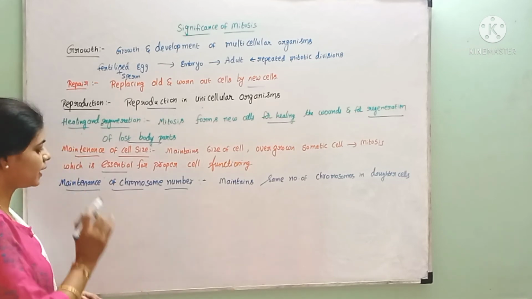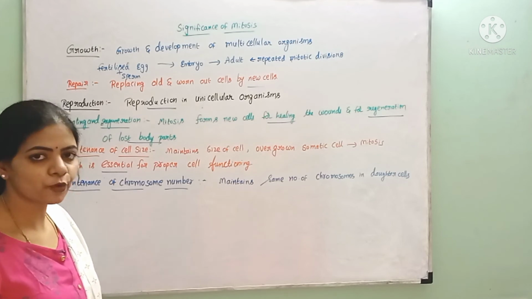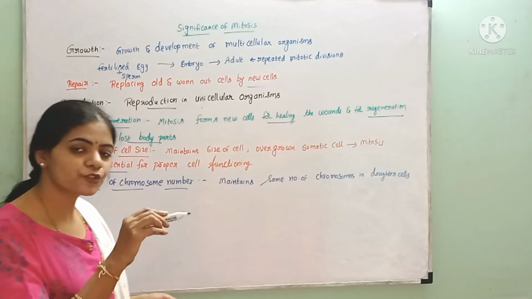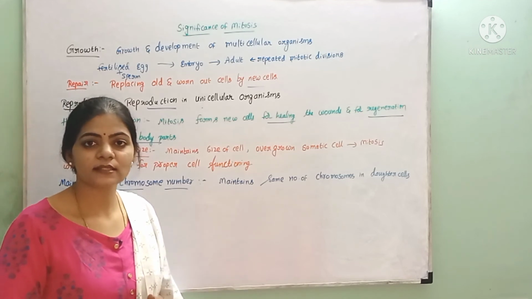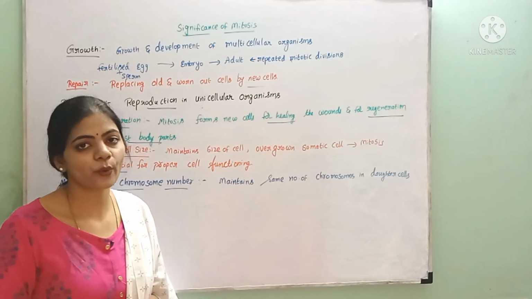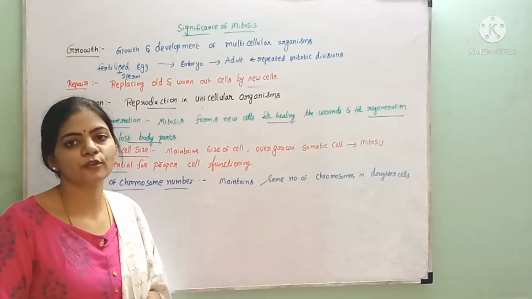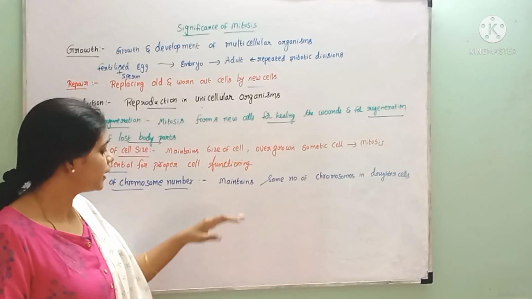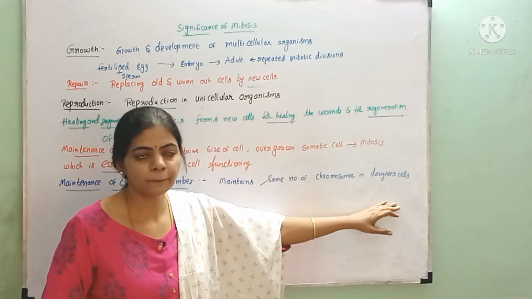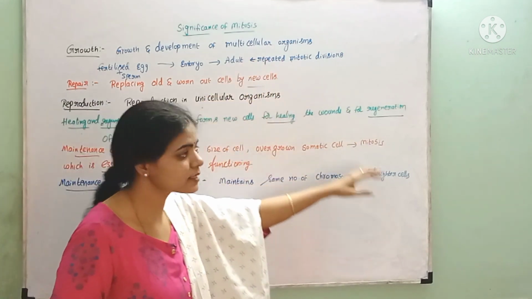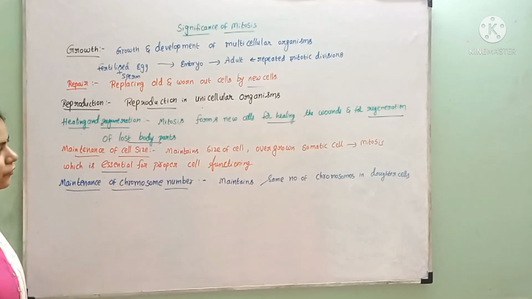And the last one is maintenance of chromosome number. Here the chromosomes are equally distributed to the two daughter cells by the mitosis. Hence we are calling mitosis an equational cell division, because it distributes an equal number of chromosomes into the two daughter cells, right? Here the maintenance of the same number of chromosomes in daughter cells is done by the mitosis. These are some of the important aspects of mitosis.